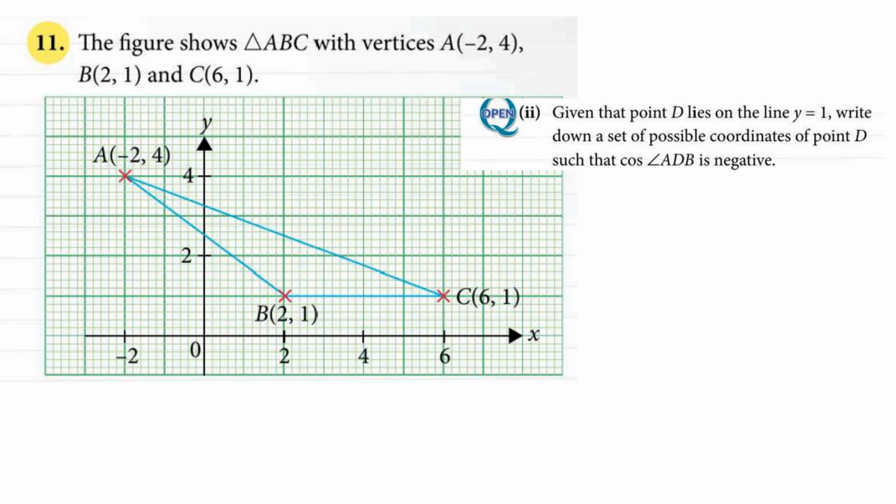All right, let's look at 11 part 2. 11 part 2 is an open question, meaning that there is no one fixed answer for the coordinates of point D. What we are saying in this question is there is a particular line, a horizontal line y equals 1, and on this line there is a point D such that the cosine of this angle ADB is a negative value. So what sort of angle must ADB be such that the cosine ratio of this angle is negative?